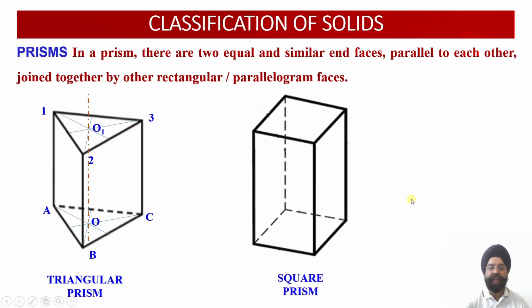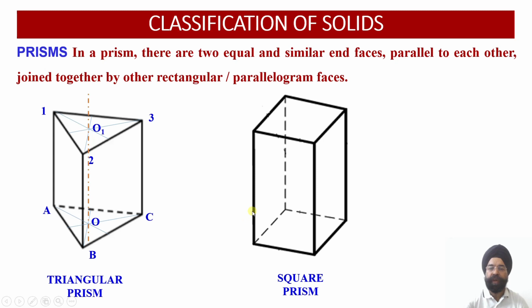Now the next one is the square prism. As I told you earlier, the name of the prism is based upon the shape of the plane figure which is there as its base. Over here, the plane figure in the base is a square. Since you have two opposite faces which are squares, we have called it a square prism.